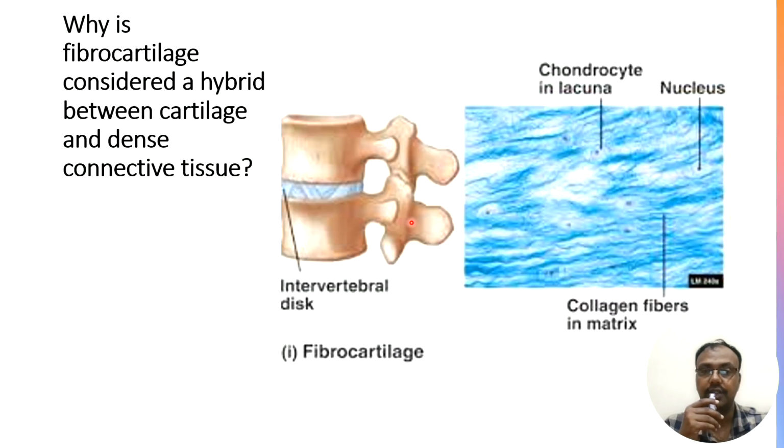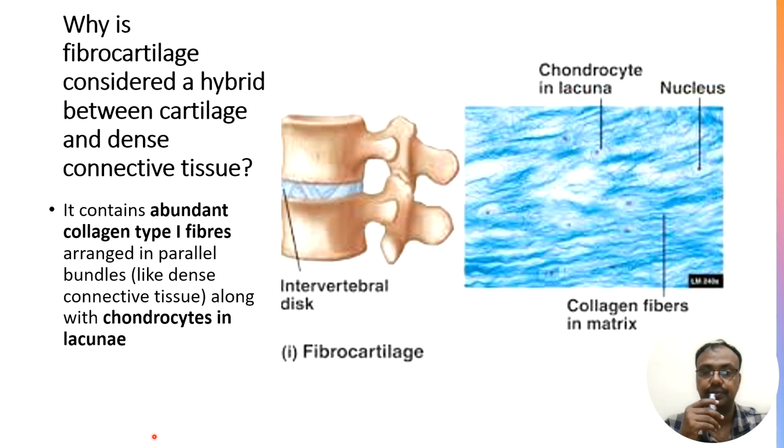Why is fibrocartilage considered a hybrid between cartilage and dense connective tissue? It contains abundant collagen type 1 fibers arranged in parallel bundles like dense connective tissue, along with chondrocytes in lacunae. So here there are a lot of collagen fibers type 1 and the chondrocytes in between.